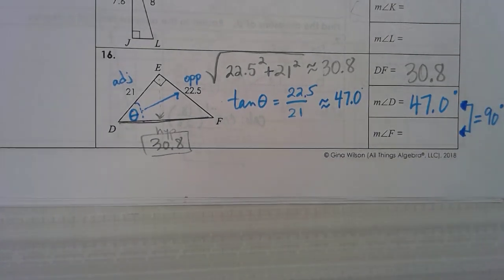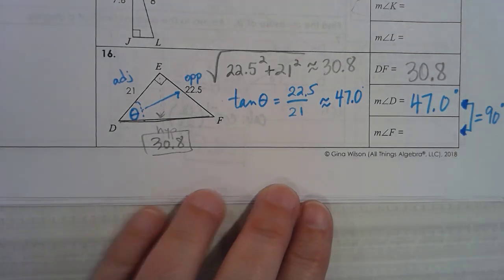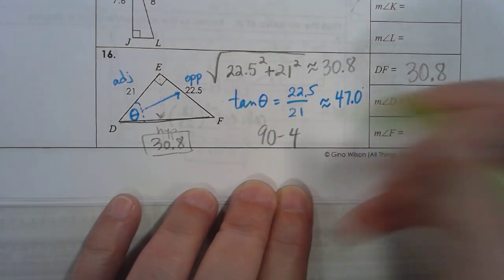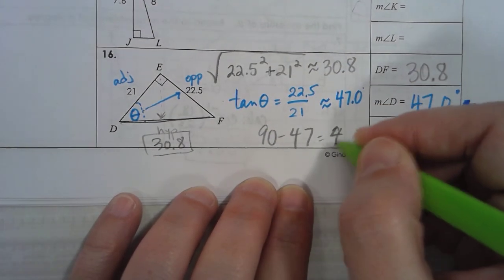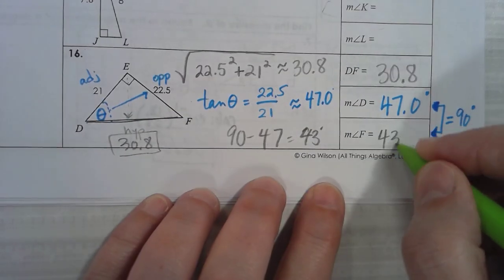When you have two angles of your right triangle, they have to add up to 90, and you said 43, right? Like you did the right work. You already did it. Okay, so 90 take away 47 makes 43.